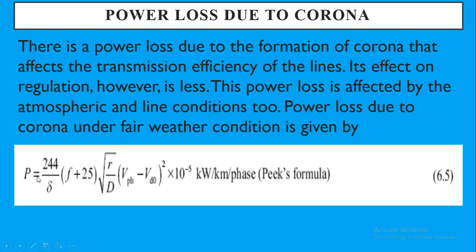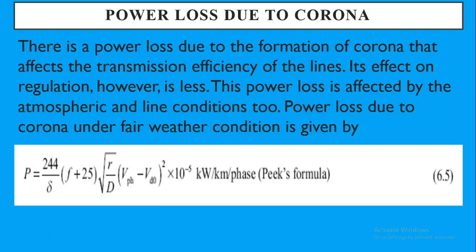Power loss due to corona under fair weather condition is given by this formula, which we need to study: P = (244 / δ) × (f + 25) × √(r/d) × (Vp − V0)² × 10⁻⁵ kW per km per phase, where δ is the air density factor, f is the operating frequency, r is the conductor radius, d is the spacing between the conductors, Vp is the phase voltage and V0 is the disruptive critical voltage. This is the Peek's formula.